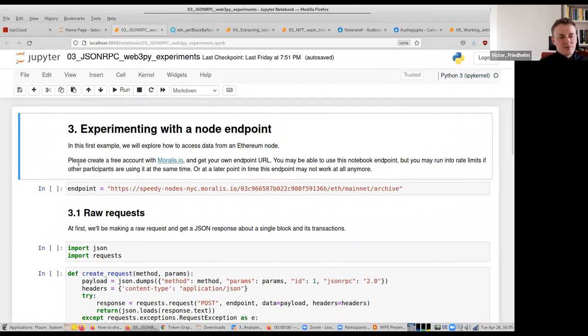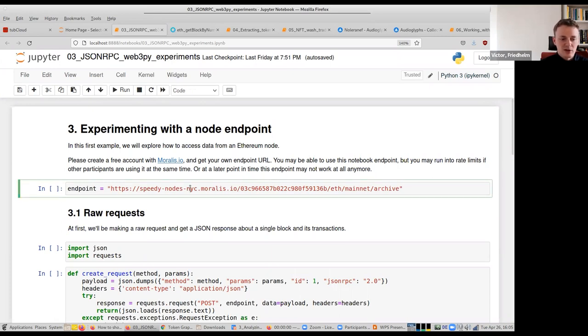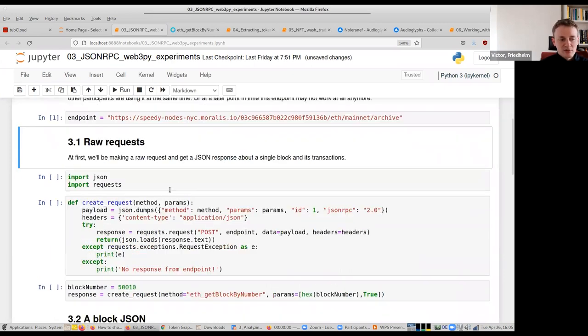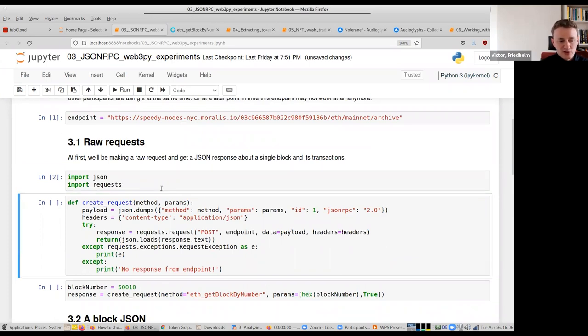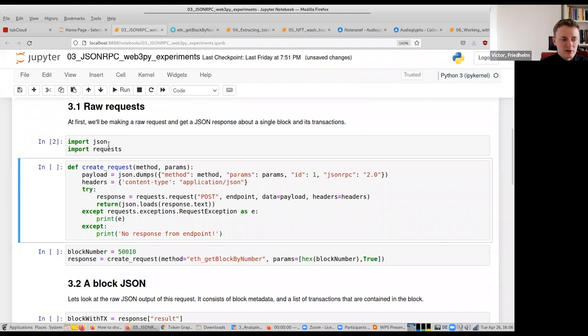So in this first example, we'll be exploring how to access data from such an Ethereum node. And as I said, it would make sense if you create your own account with Moralis.io to get your own endpoint URL. I think we're going to be fine here. So that's the first thing that we'll be specifying. And then we can very basically, for example, make raw requests. So we can construct with the request module and JSON, just sending our own individual requests to this.